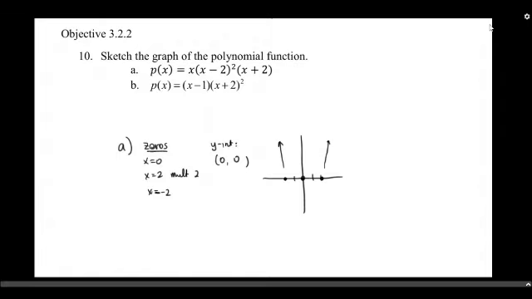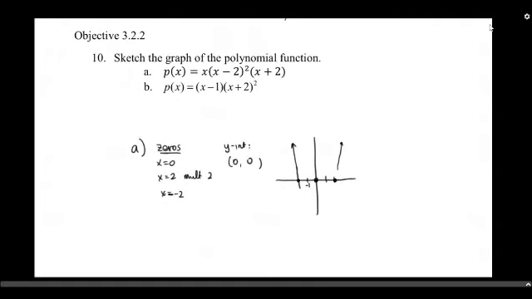Since it's a fourth degree polynomial, the end behavior, right side's going up, left side's going up. So starting here at the left side, it's got to cross through negative 2. And then we better find out what's happening there at negative 1. So we've got negative 1, and then negative 1 minus 2 is negative 3 squared, that's 9. And then negative 1 plus 2 is 1. So that looks like it goes all the way down to negative 1, negative 9.